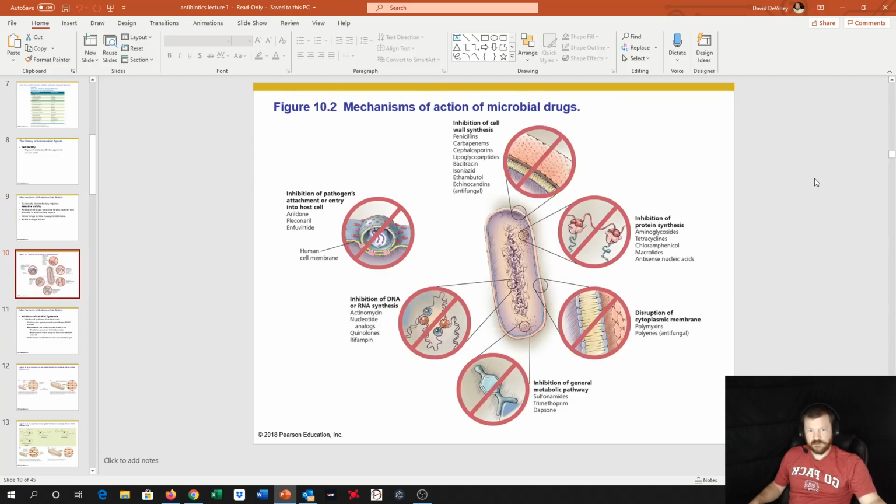Right? So this just shows some of the ways in which we can try to stop infections or stop microbes from causing problems, right? So we can inhibit cell wall synthesis, we can inhibit protein synthesis, we can disrupt cytoplasmic membranes, we can inhibit metabolic pathways, inhibit DNA or RNA synthesis, or we can inhibit the attachment of the organism to the host cell.